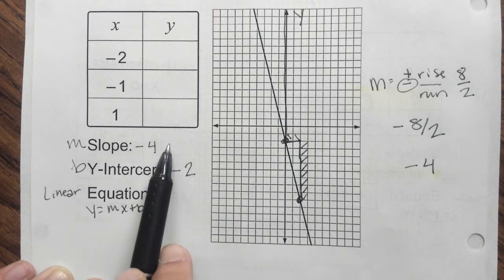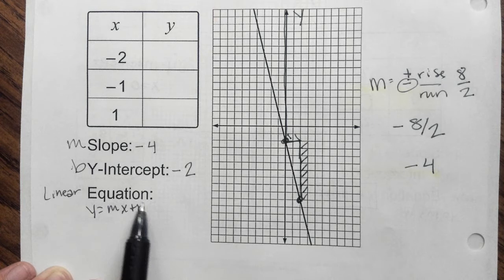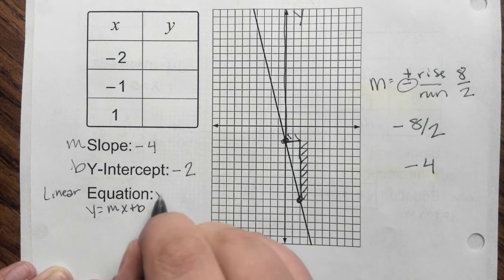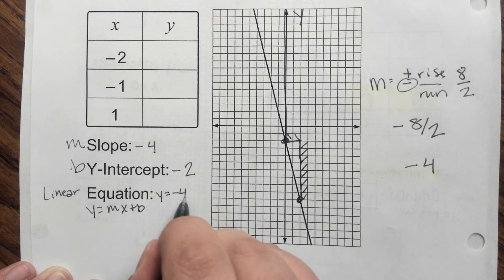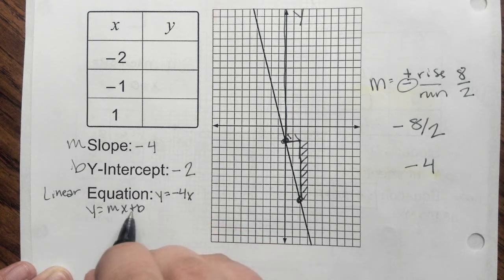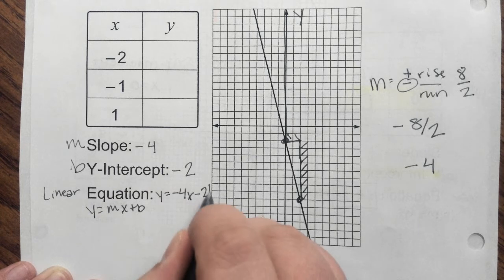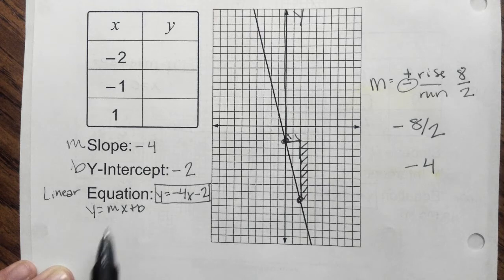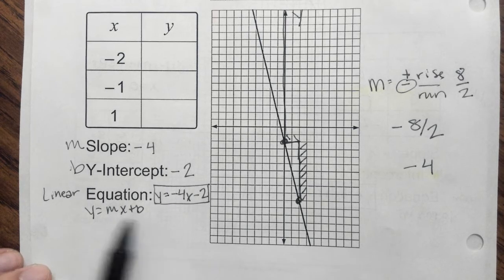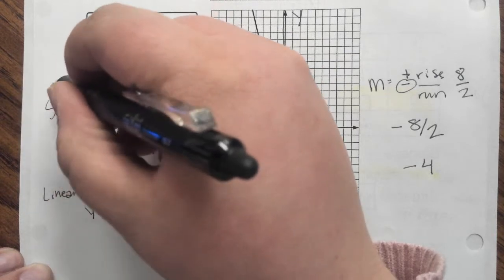Now that I have the slope and the y-intercept, I can write the linear equation in slope-intercept form. So y equals negative 4 times x. Instead of plus b, we're going to write minus 2. That's one little portion. Now I'm ready to start finding the solutions.